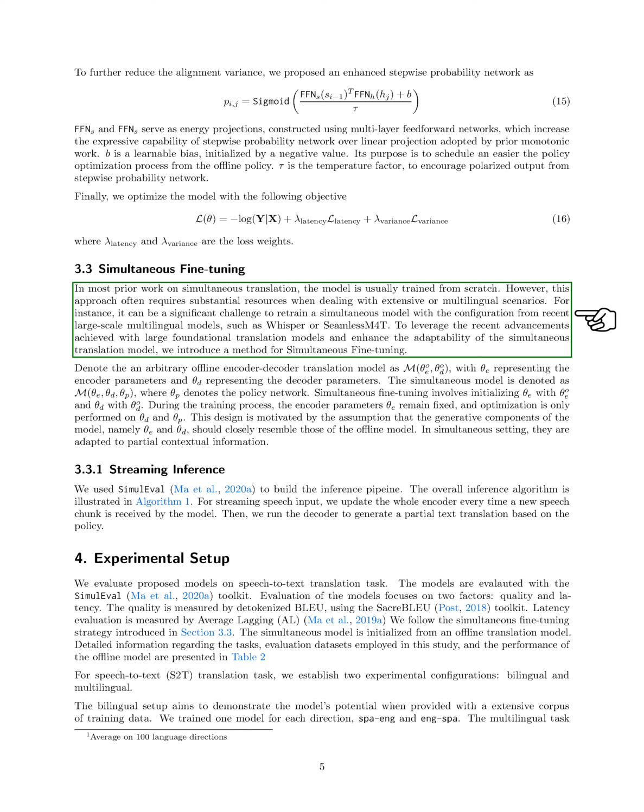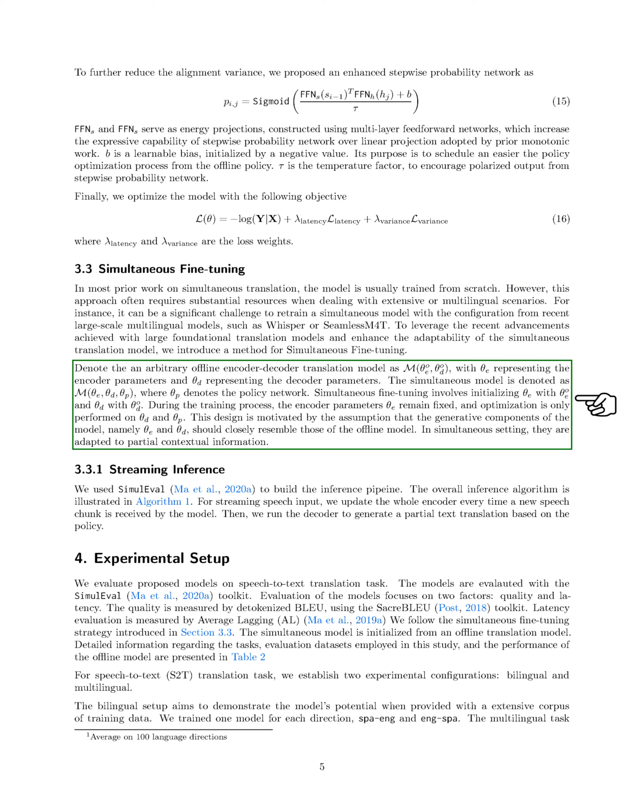In most prior work on simultaneous translation, the model is usually trained from scratch. However, this approach often requires substantial resources when dealing with extensive or multilingual scenarios. For instance, it can be a significant challenge to retrain a simultaneous model with the configuration from recent large-scale multilingual models. To leverage the recent advancements achieved with large foundational translation models and enhance the adaptability of the simultaneous translation model, we introduce a method for simultaneous fine-tuning.